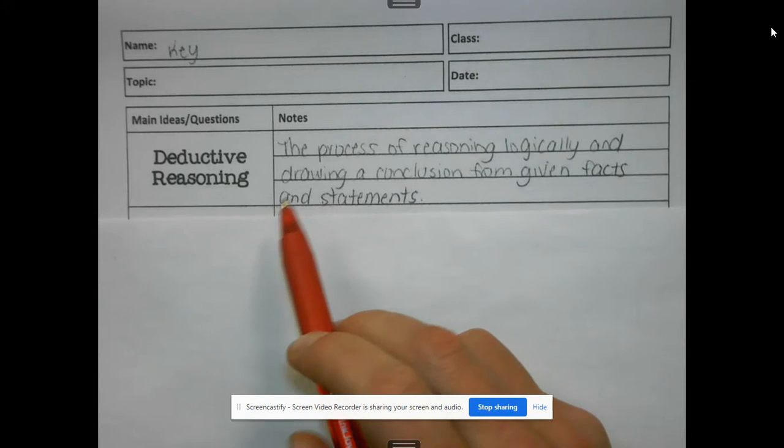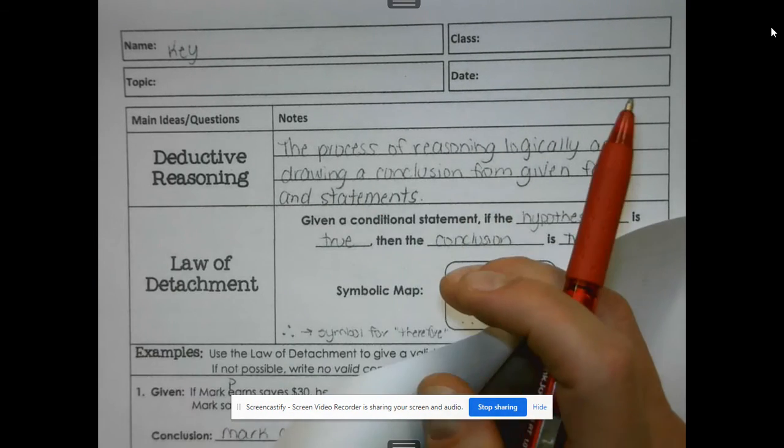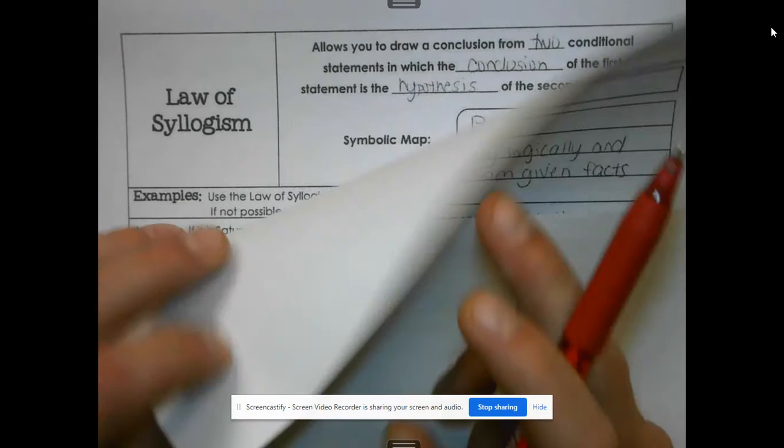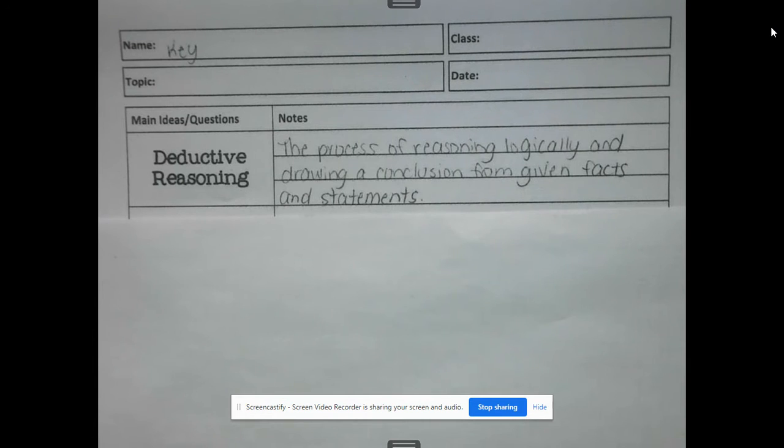All right, this lesson is on deductive reasoning. There's two parts to it. First part, front page, we talk about law of detachment. On the second page, we talk about law of syllogism. So, should be a quick, easy lesson, nothing too bad. Try not to overthink this lesson, though.